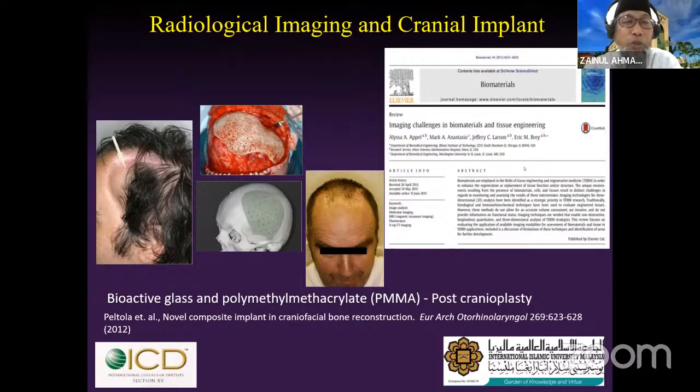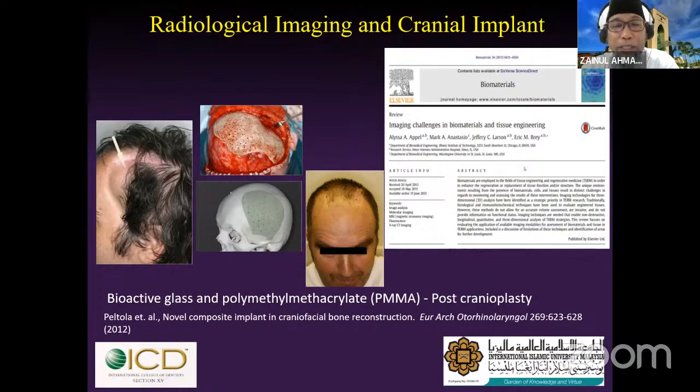So, and also to cover the brain, to protect the brain, because without the bone, the brain is exposed. However, they are not doing the conventional titanium implant. They have developed a more innovative biomaterial, which is a medically graded biomaterial, bioactive glass and PMMA. But you can see the patient is fine and aesthetically acceptable.